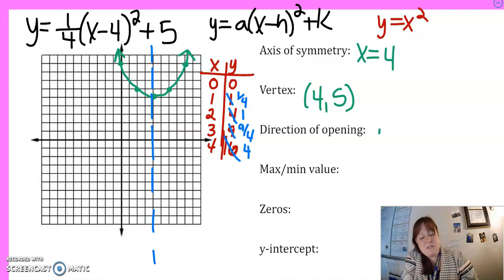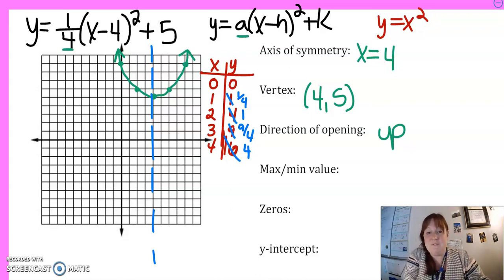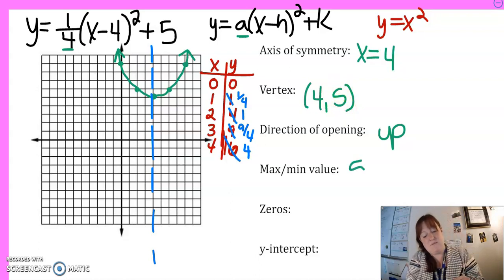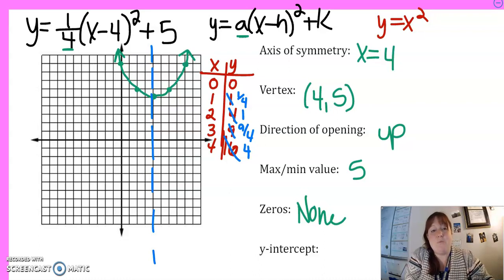The direction of opening is up, because my a value is positive. If the a value is negative, the direction of opening would be down. All right, what's my max or min value? Remember, the max or min value is just the y-coordinate of your vertex, so this is going to be 5. What are my zeros? Well, I don't have any because it went above the x-axis, didn't it? And then what's my y-intercept?